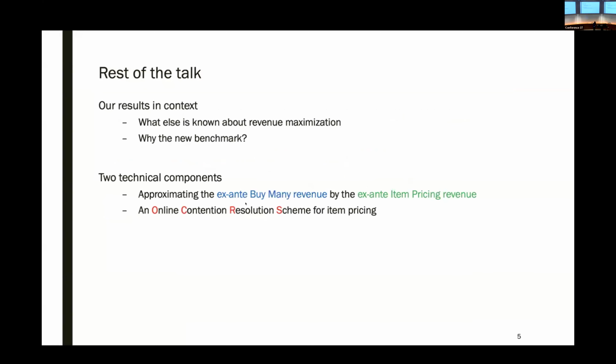But before we go into the details of the result, I'm going to place it in context because there's a long line of literature on approximation for revenue in mechanism design. And so I'll first tell you about how this result fits into that context and why we talk about the benchmark we're talking about. And then I'll tell you something about the techniques.